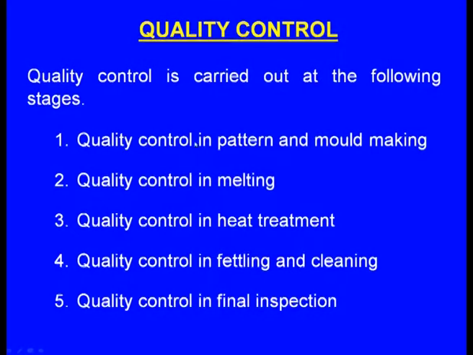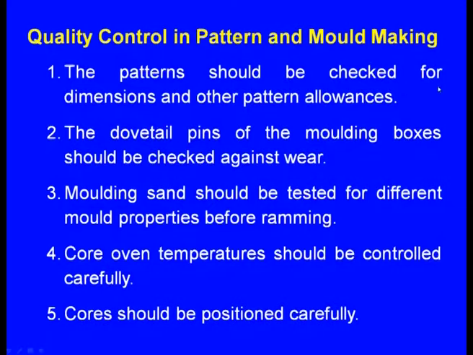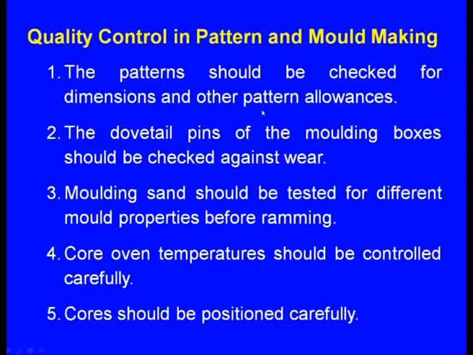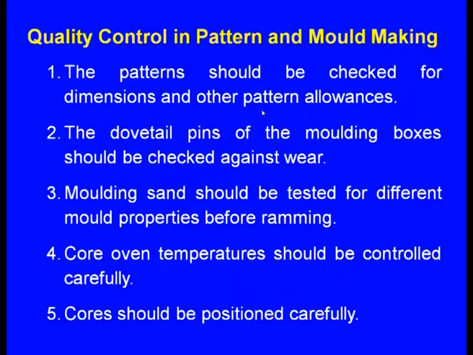First, let us see the quality control in pattern making and mould making. How is it done? The patterns should be checked for dimensions and other pattern allowances. Does the pattern have the required dimensions or not? Does the pattern have the required allowances like the machining allowance, shrinkage allowance, draft allowance, taper allowance, and what is a warping allowance? So, all these allowances are to be given to the pattern. Does the pattern have all these allowances or not? That is to be checked.